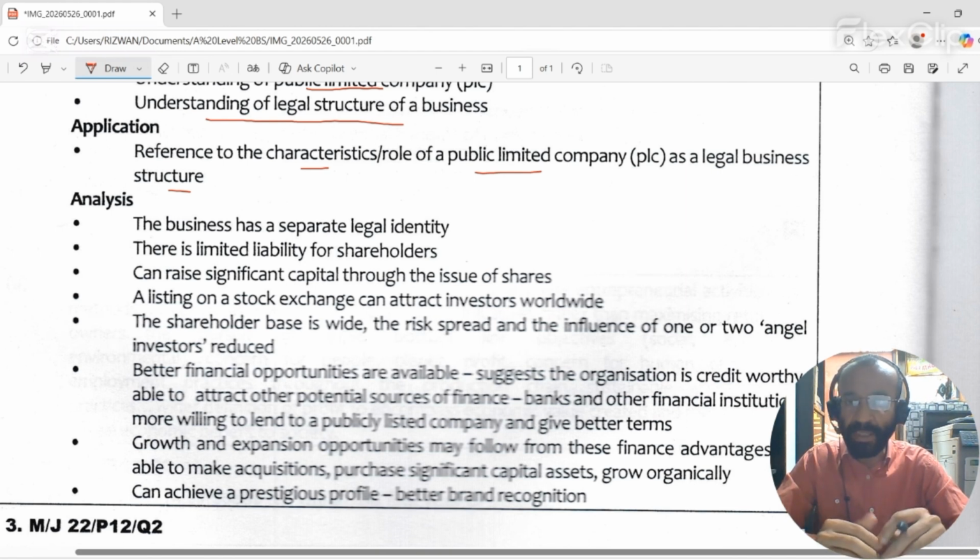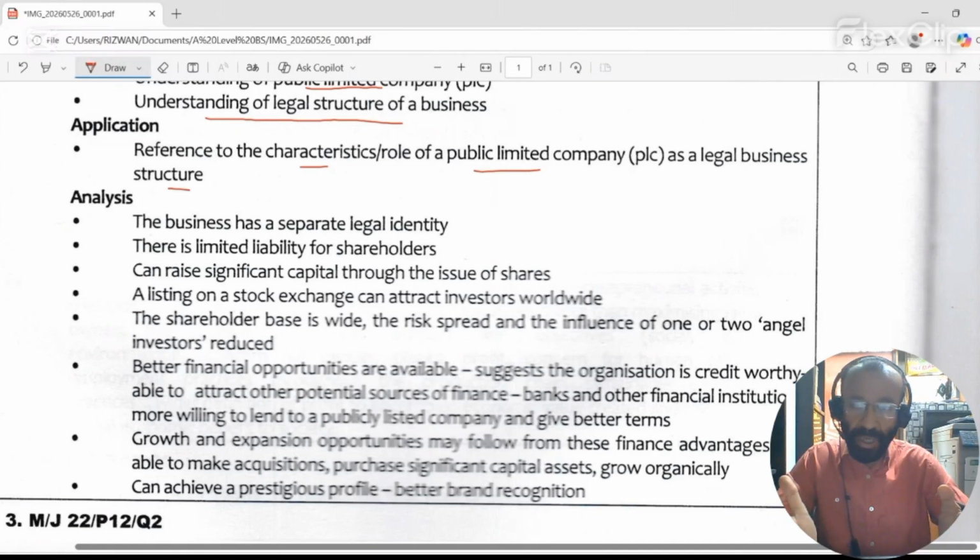The fourth point is stock exchange listing. Taking the company public and listing it on a major stock exchange like the London Stock Exchange or the Dubai Financial Market dramatically increases its profile. What it means is that it makes the shares highly liquid, meaning investors can easily buy and sell them at any point. This ease of trading makes investing in the company much more attractive to global investors, venture capitalists, and the general public. And how do these advantages drive growth?